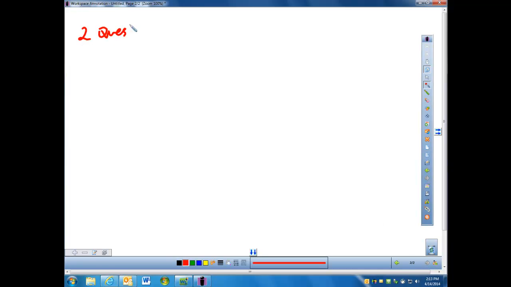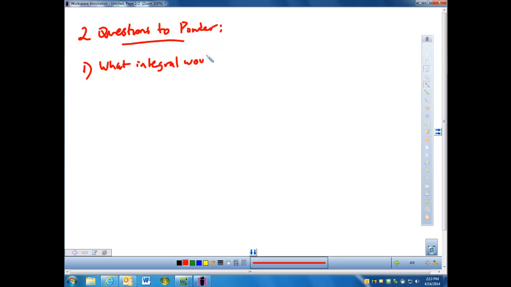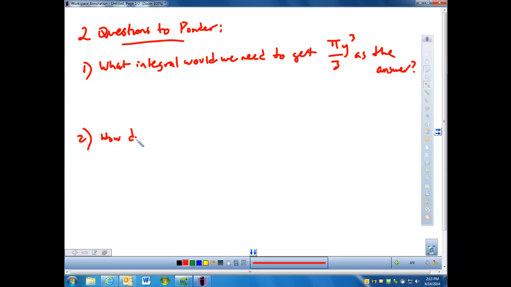As you go through there are two questions that you really should think about, especially when looking at that end result. Those two questions are, what integral would we have to use to get that answer? What would be the calculus problem that we would have to use to get pi times y to the third over 3 as the answer? And then question 2, how does that compare to the original curve that we wrote down, the blue line, y equals x?